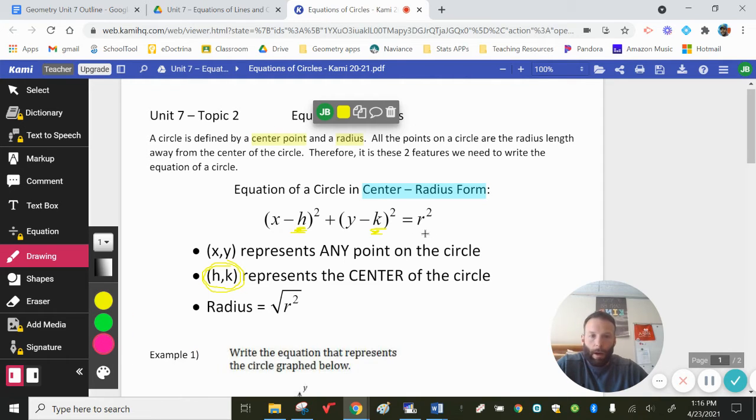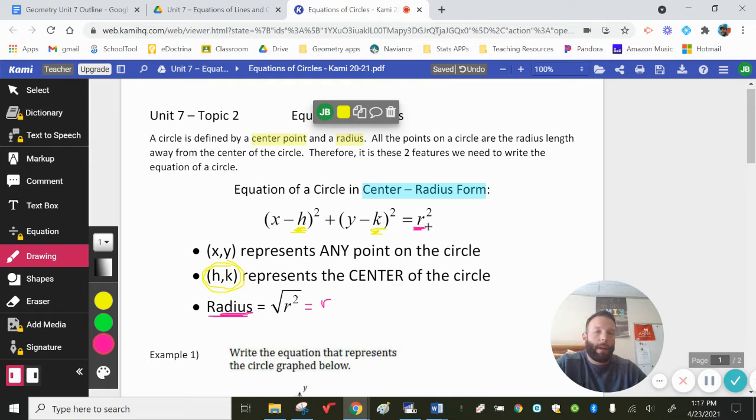And then the last part is the r. The equation says that r has to be squared, but r represents the radius length. So whatever the length of the radius is, you're going to square it when you write the equation, but the radius length is the square root of r squared, because when you do the square root of a squared term, you just get the value of r, or the radius length.